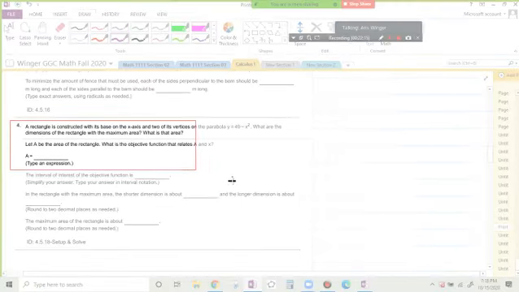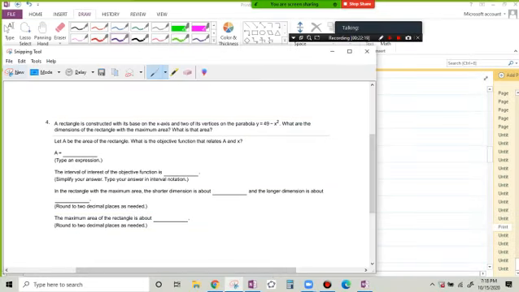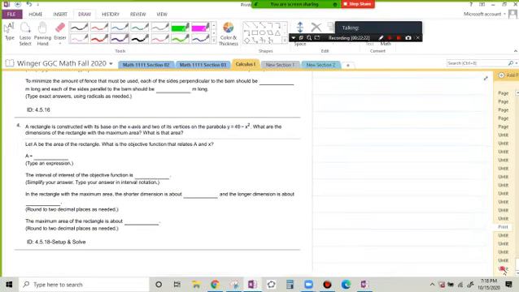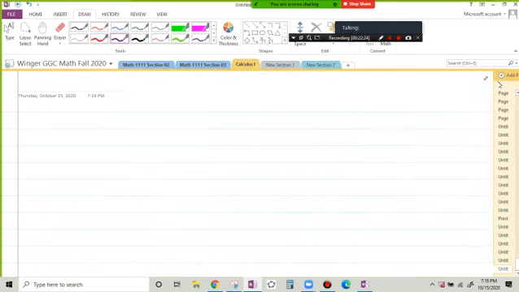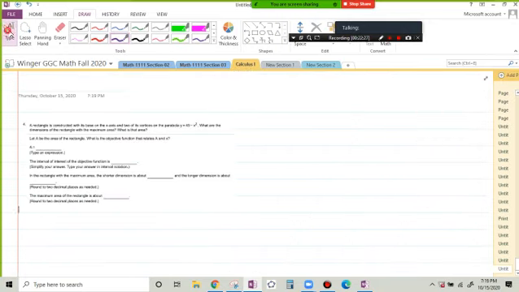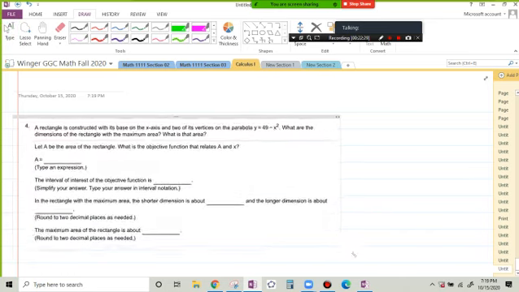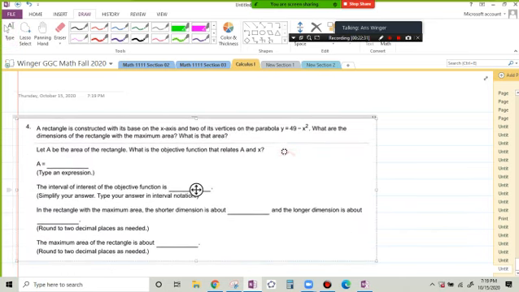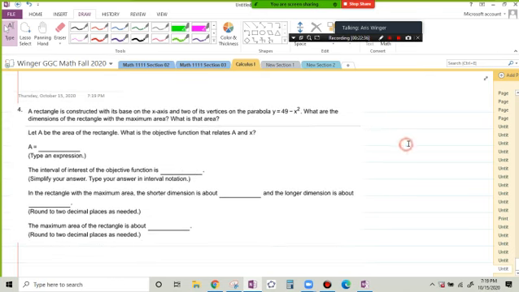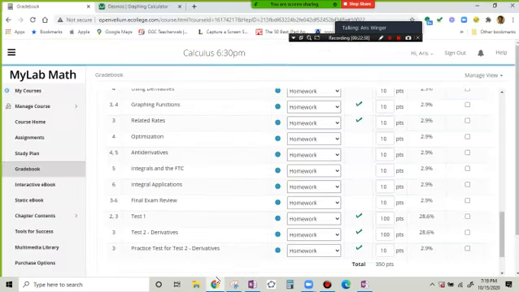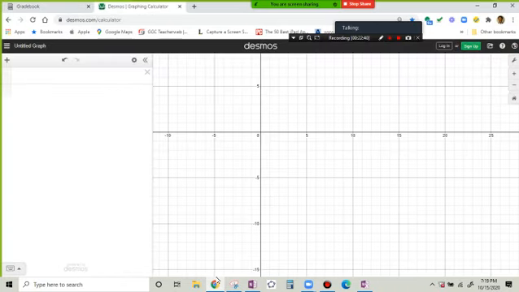Number 4. A rectangle is constructed with its base on the x-axis and 2 vertices on the parabola 49 minus x squared. f of x equals 49 minus x squared.